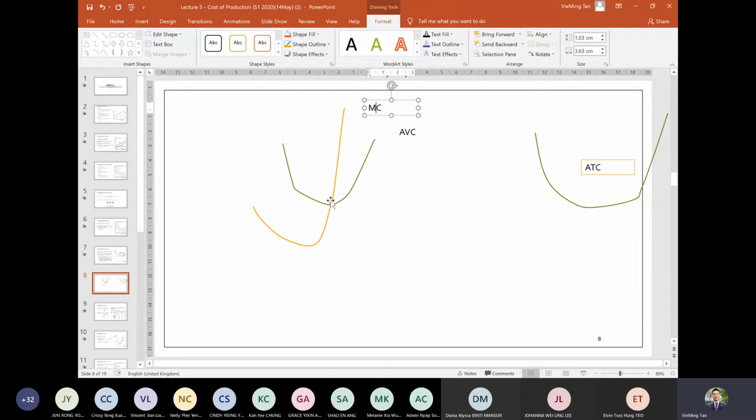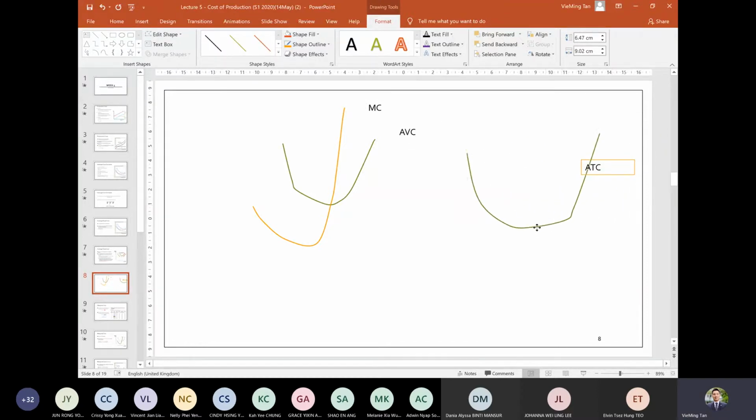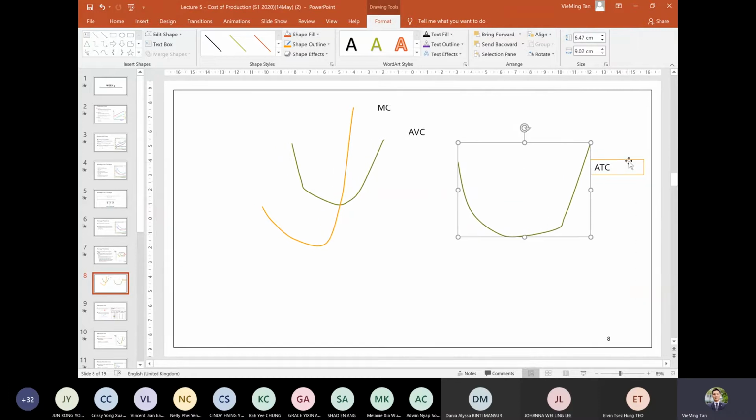Before the MC cuts the average cost, the AVC is reducing. Can you see? The AVC is reducing before MC cuts or intersects the AVC. After MC cuts the AVC, the AVC is increasing. Can you see the whole picture? So similarly, for the average total cost, it seems to have the same observation.